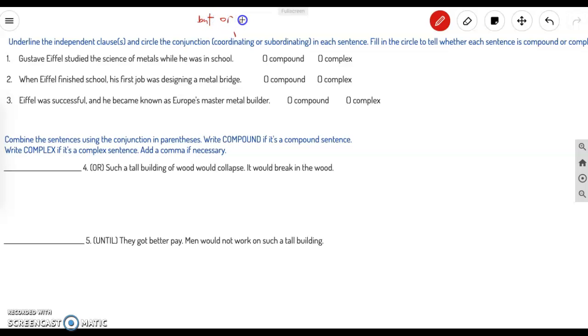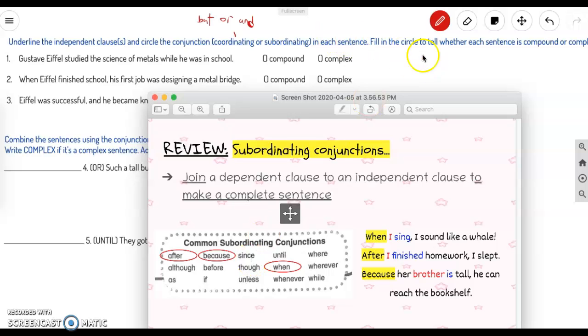Very good. And the subordinating conjunctions we have here. Fill in the circle to tell whether each sentence is compound or complex. Number 1. Gustav Eiffel studied the science of metals while he was in school.